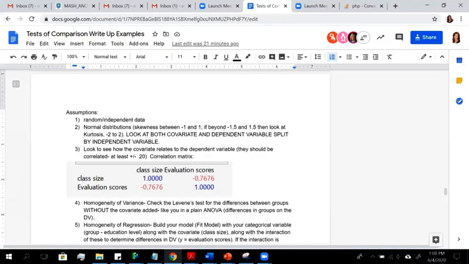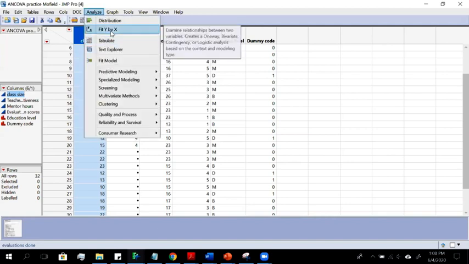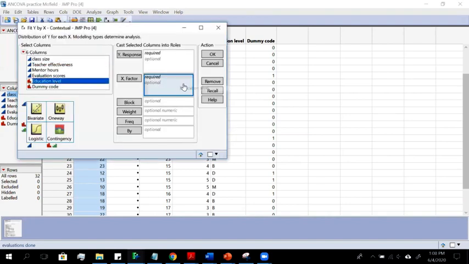Next, I look at homogeneity of variance. I'm going to do a Levene's test, but I'm just going to do it the plain old ANOVA way, without adding the covariate. So I'm going to do just like the plain old Levene's from a long time ago that we learned. So go analyze, fit y by x, and I'm only going to look at my independent variable and my dependent variable. I'm not even going to worry about the covariate right now.